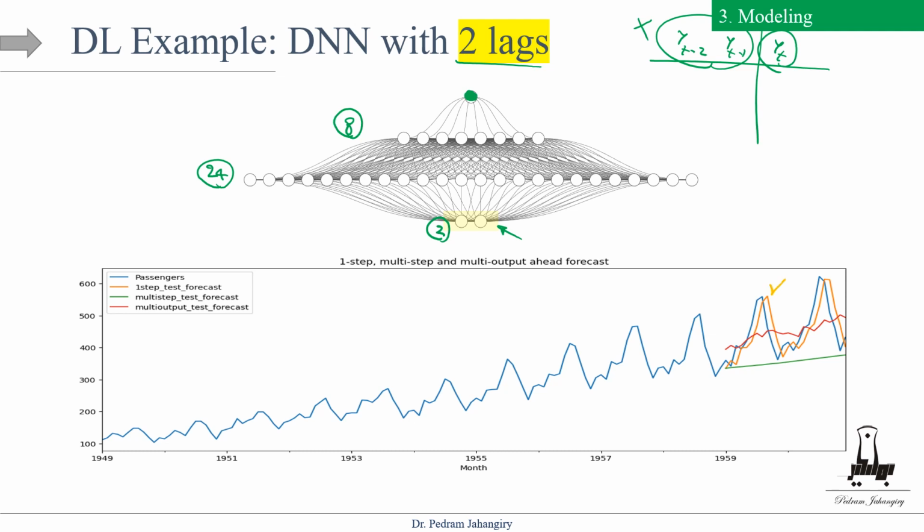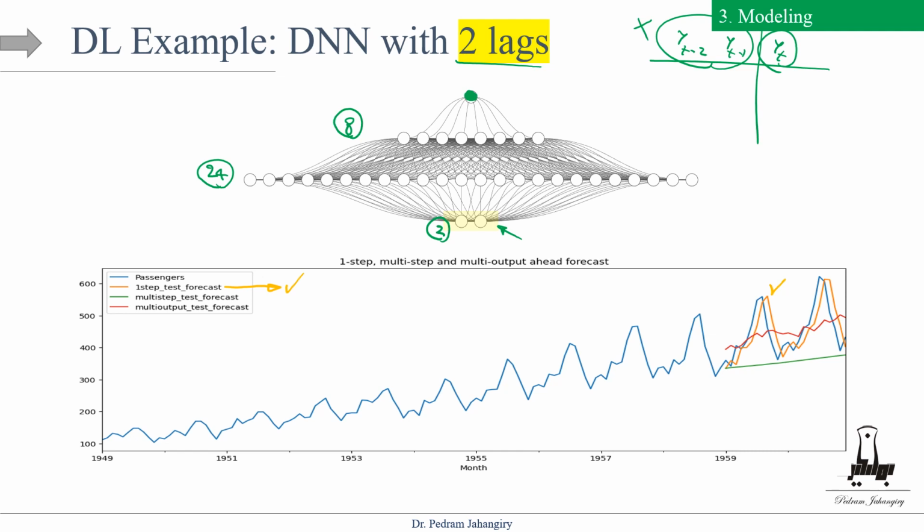So the orange one is our one step ahead forecast. It's doing an okay job, right? And we're only using 2 lags. So this is really important. It seems that by only using 2 lags, the model is doing okay in terms of one step ahead forecast. But when it comes to multi-step ahead forecast or multi-output forecast, the model is having a harder time, right?